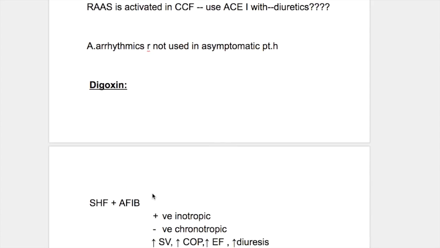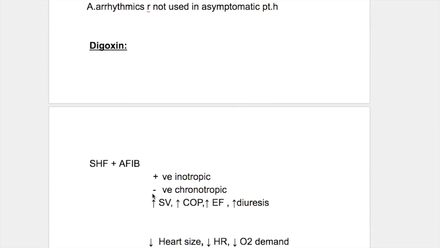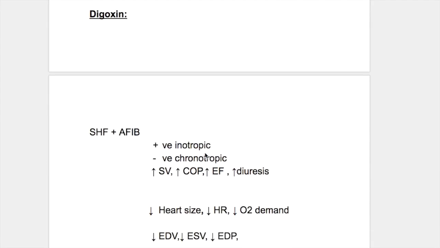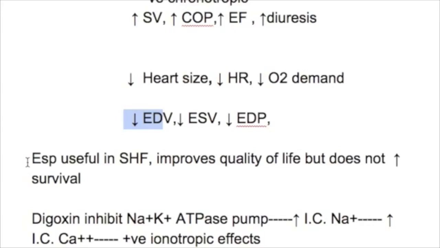And when do you use digoxin in systolic heart failure? When there is atrial fibrillation. Digoxin is positive inotropic and negative chronotropic. It increases the stroke volume, increases cardiac output, increases ejection fraction, and causes diuresis. It decreases the heart size, decreases heart rate, decreases oxygen demand. It is especially useful in systolic heart failure. It improves the quality of life but does not increase the survival.